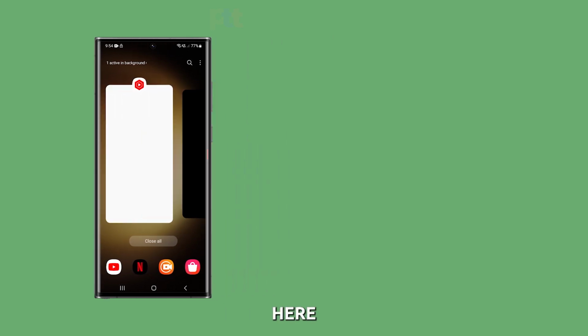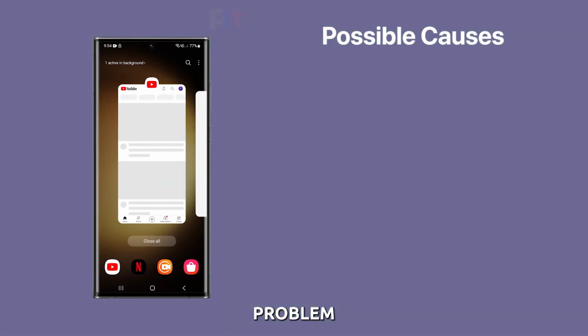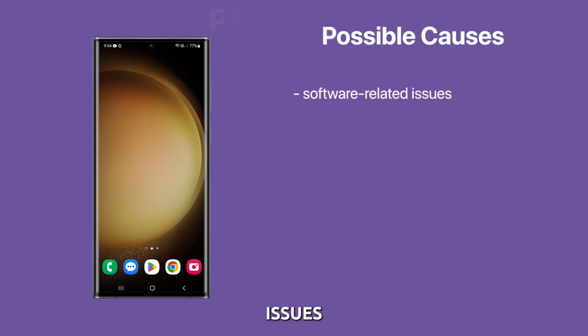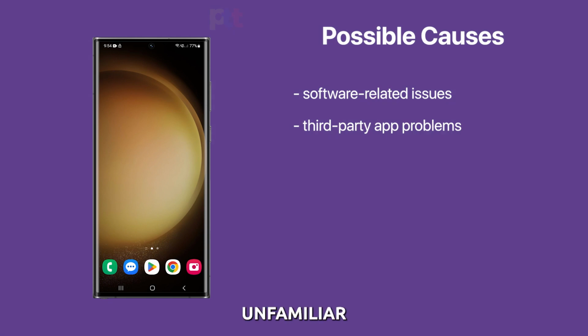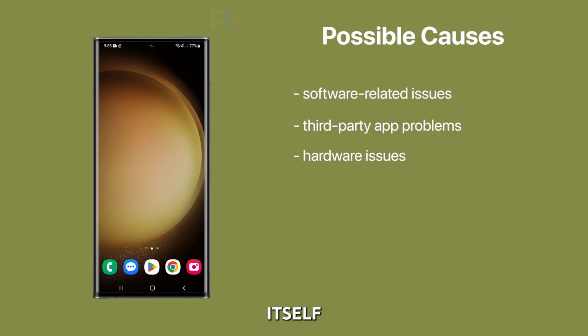Before anything else, here are some of the most common causes of this problem. Software-related issues. Outdated software, running background applications, or services can cause display problems like screen flickering. Problems with third-party apps. Recently installed or unfamiliar apps, especially those from untrusted sources, can cause conflicts and system errors that affect the device's display. Hardware issues. Problems with the display itself, loose display connections, or a failing GPU can result in screen flickering.